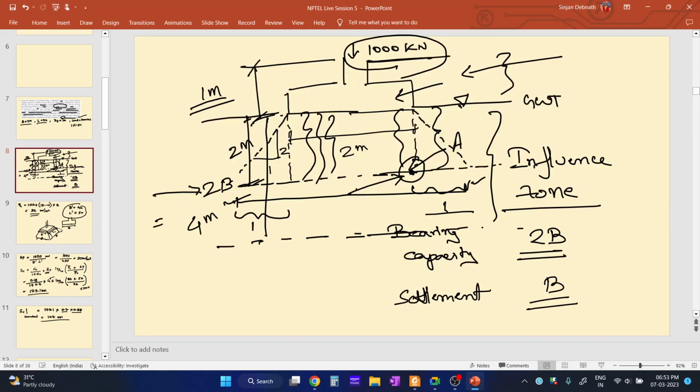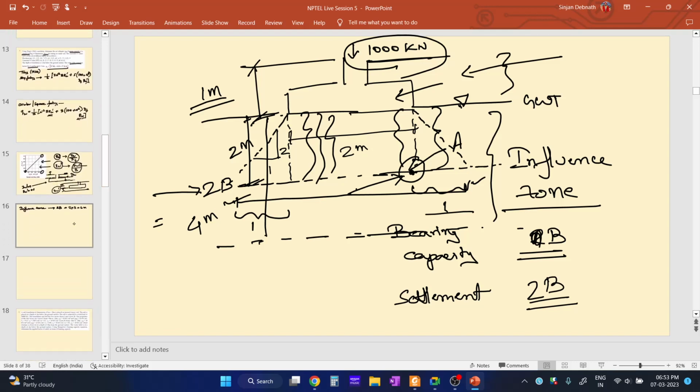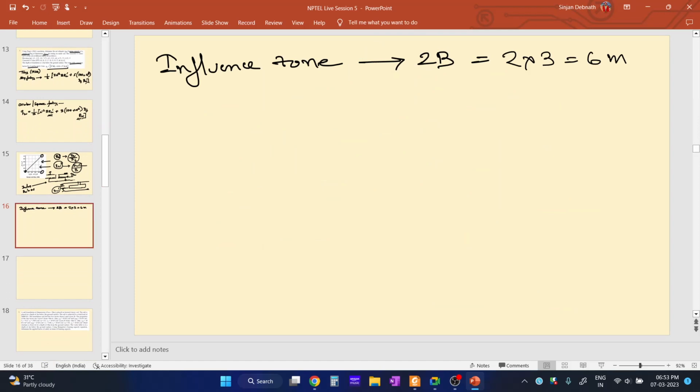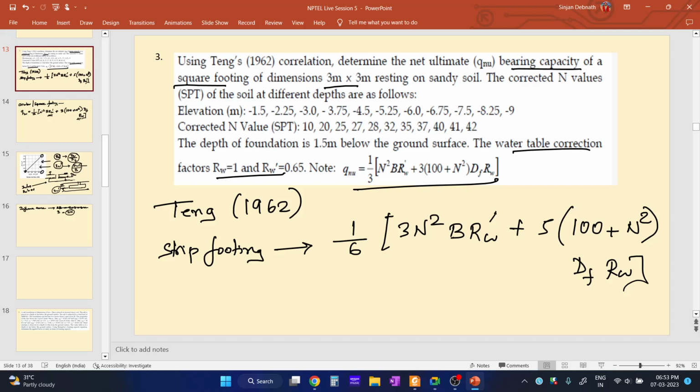Oh, I just wrote the opposite over here. For settlement case, the influence zone is 2B, and for bearing capacity problem, it is B. So for this bearing capacity problem, the influence zone is B from the base of the footing, that is 3 meter. Okay, so 3 meter from the base of the footing.